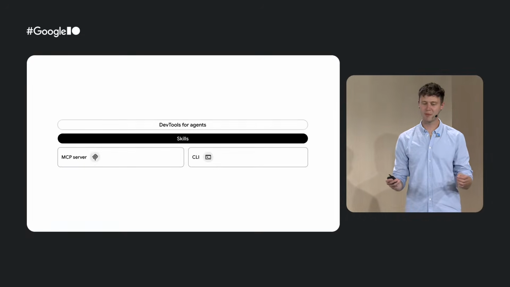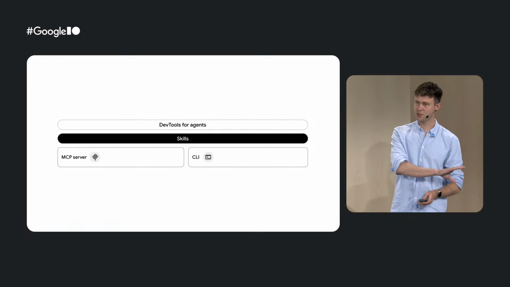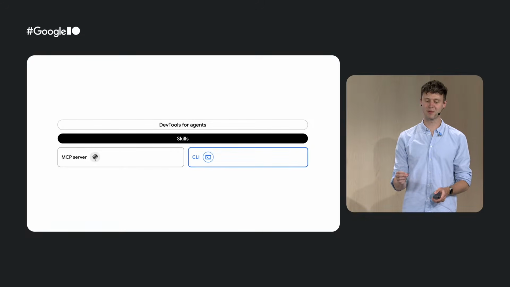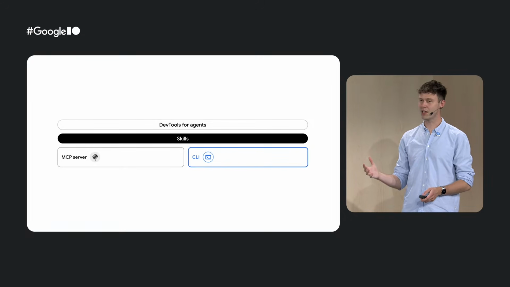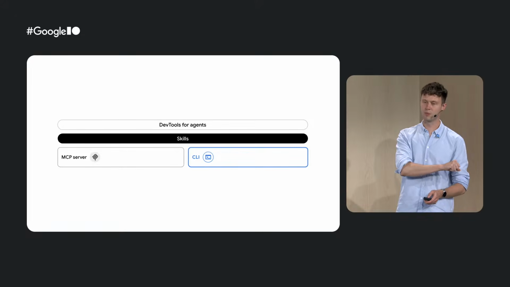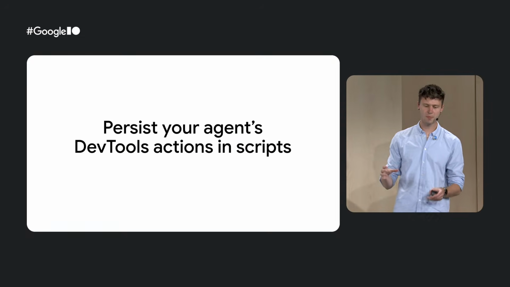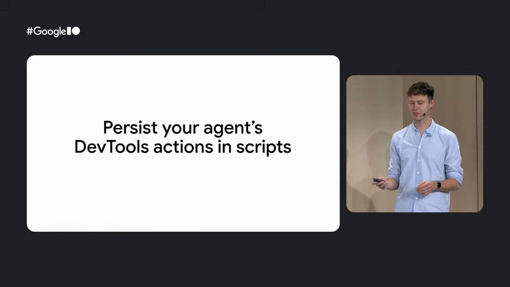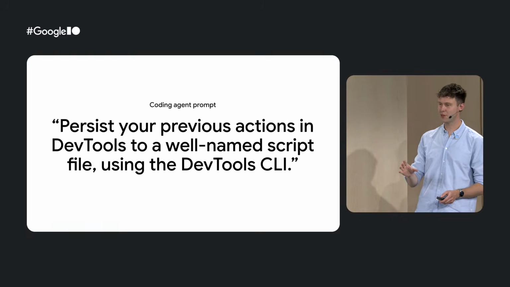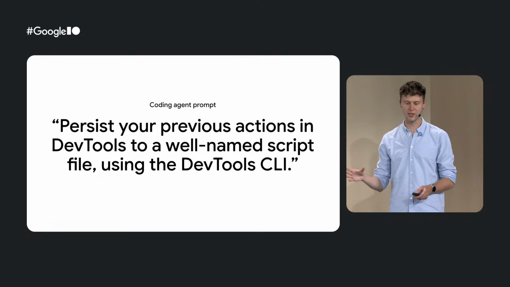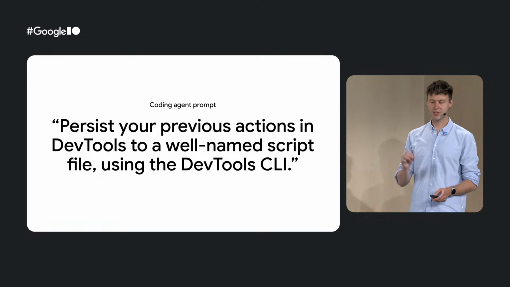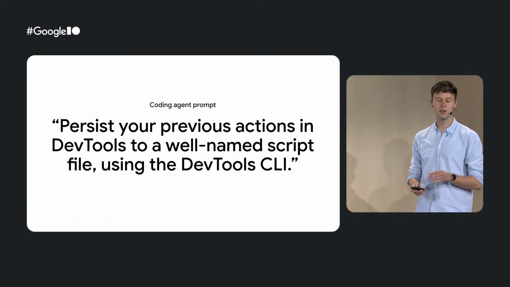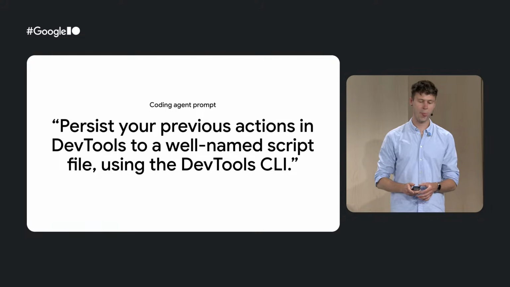While all of these examples you've just seen work with the MCP server and the CLI equally, some of them are perfect for the CLI, because the CLI can also run outside of an agent loop. This allows you to persist your agent's actions to shell scripts. Here's how it works. After you're done with your debugging flow with Chrome DevTools for Agents, just prompt: "Persist your previous actions in DevTools to a well-named script file using the DevTools CLI."